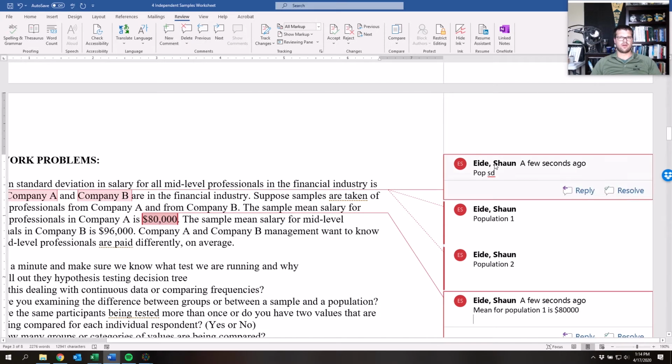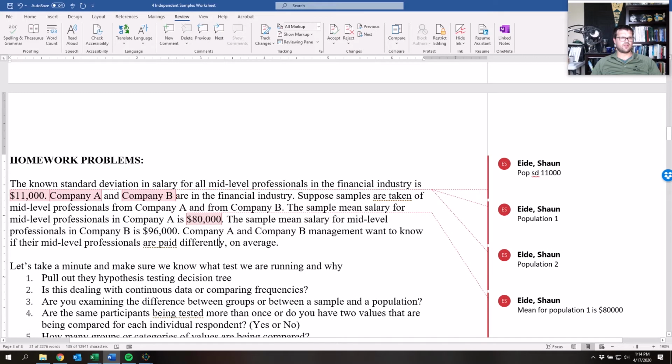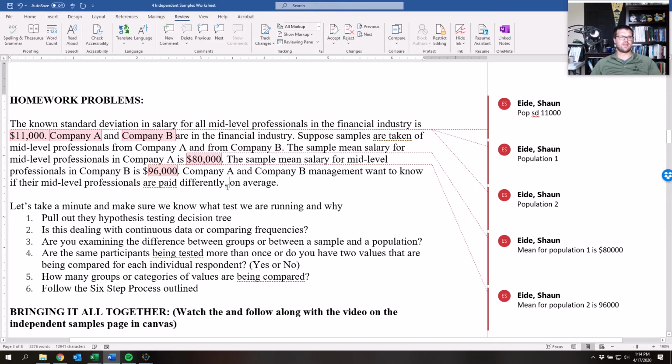Okay, and then let's come up here. The standard deviation, what is it? $11,000. Okay, $11,000. The sample salary for mid-level professional company B is $96,000. Okay, so let's highlight this. New comment. Mean for population 2 is $96,000. Company A and Company B management want to know if their mid-level professionals are paid differently on average.